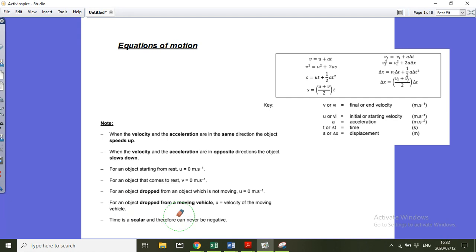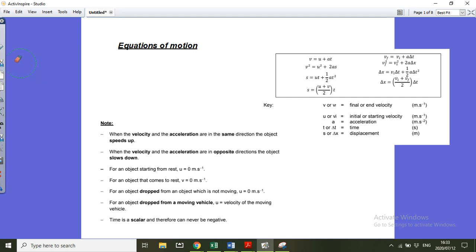Then the next thing that you need to remember is that time is a scalar. So if you end up with a negative answer for time, it's either happened before we started looking at the object, which is not relevant for the science that we do, or you've made a mistake in your question. So please, if you end up with a negative time, it means that somewhere you've swapped signs around.